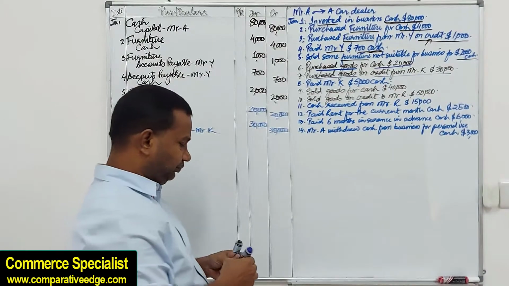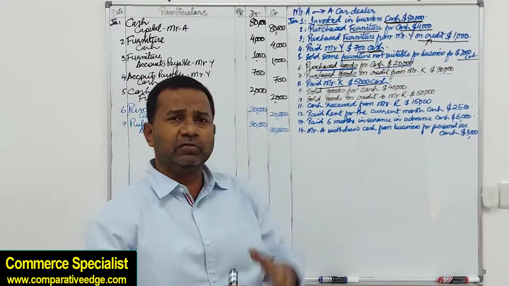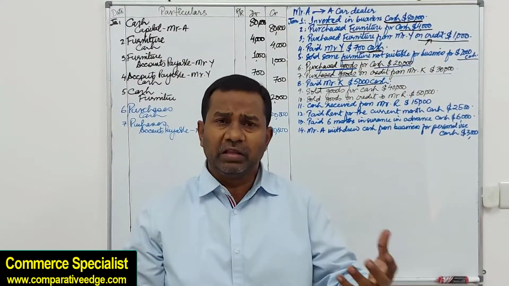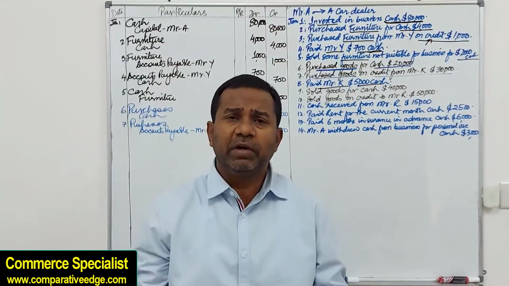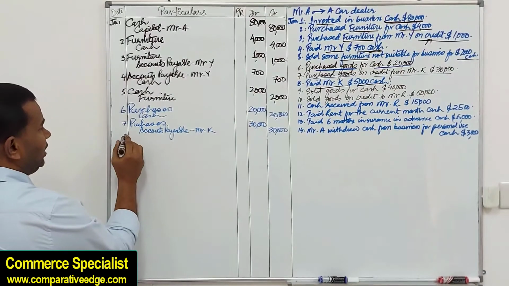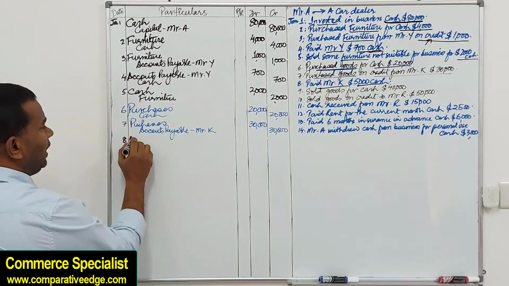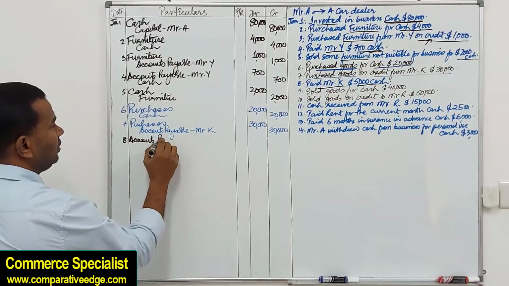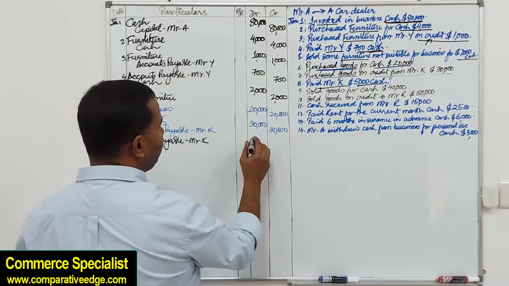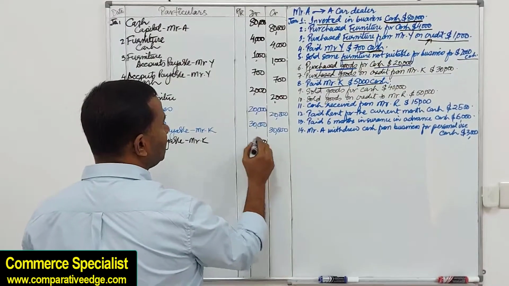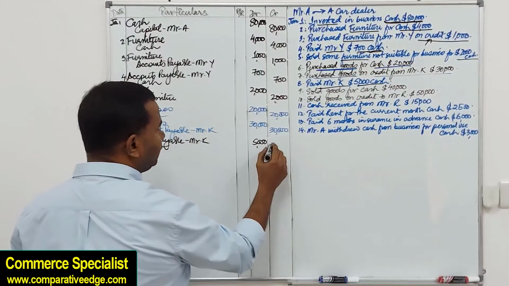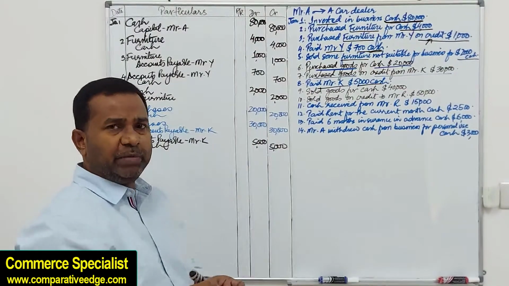Next transaction, number 8, is I'm paying Mr. K 5,000 cash. Why am I paying? Because I purchased goods on credit. I had to pay. There was a liability. Now that I'm paying, the liability is going down. As per the rules of debit and credit, decrease in liability is a debit. So I'm going to debit accounts payable Mr. K, 5,000. And since I'm paying cash, decrease in asset, cash credit, 5,000. Payment of liability.